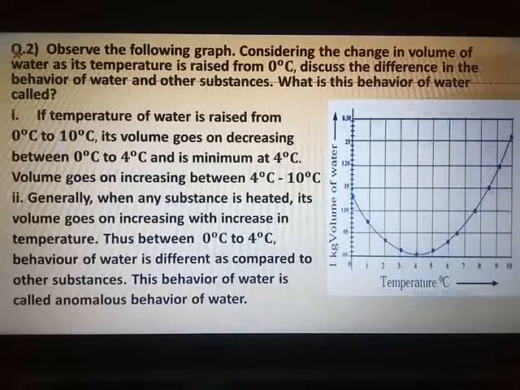So that will be for 1 mark. This answer can be asked for 3 marks. First mark will be about the volume. Second, you are going to compare the volume of the other substances and the water. And your third mark will be the naming of the behavior of water. I hope all of you have understood now. It doesn't mean the way I have presented the answer, the same way you are going to present it in your book or paper. You can write in your own words what you have understood from the graph.